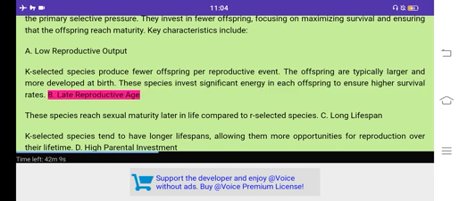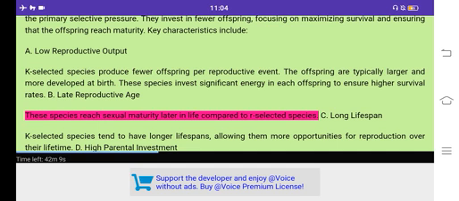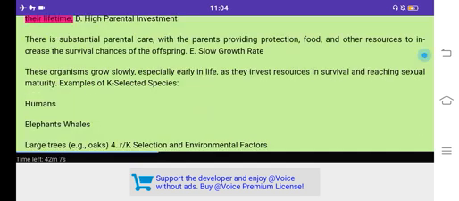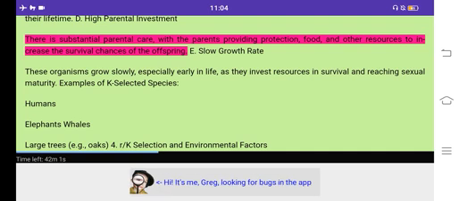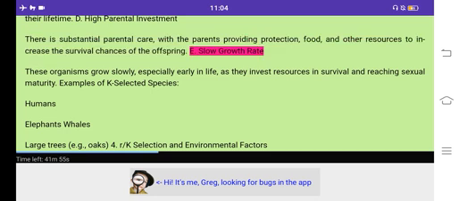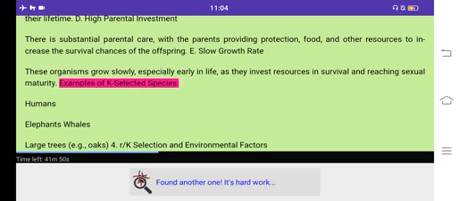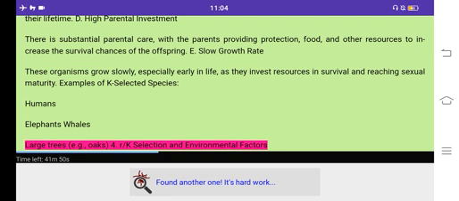B. Late reproductive age. These species reach sexual maturity later in life compared to R-selected species. C. Long lifespan. K-selected species tend to have longer lifespans, allowing them more opportunities for reproduction over their lifetime. D. High parental investment. There is substantial parental care, with the parents providing protection, food, and other resources to increase the survival chances of the offspring. E. Slow growth rate. These organisms grow slowly, especially early in life, as they invest resources in survival and reaching sexual maturity. Examples of K-selected species: humans, elephants, whales, large trees, e.g., oaks.